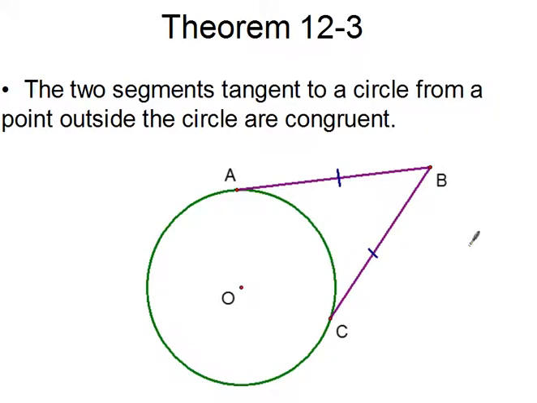Alright, third theorem. Two segments tangent to a circle from a point outside the circle are congruent. So point B out here, there's a line from point B to A and from point B to C, and A and C are both points of tangency. So these are both tangent lines. Then that means that these two pieces outside the circle are congruent.